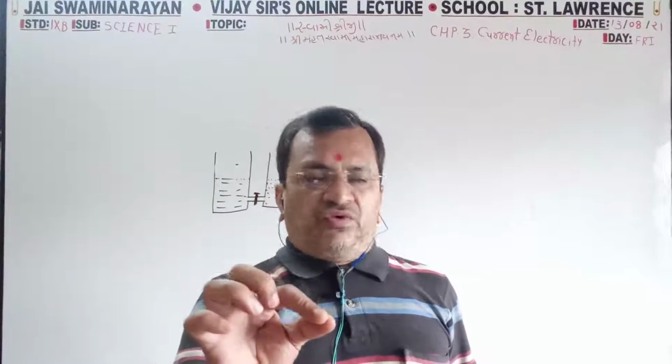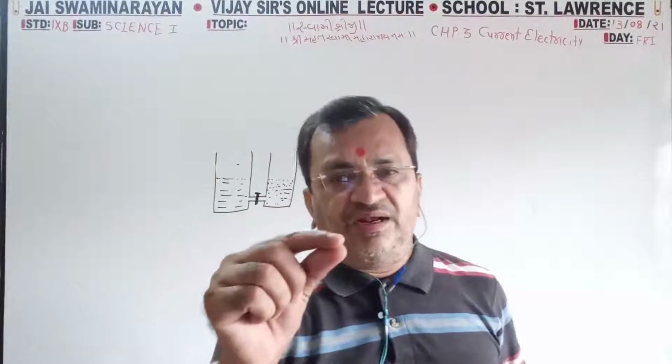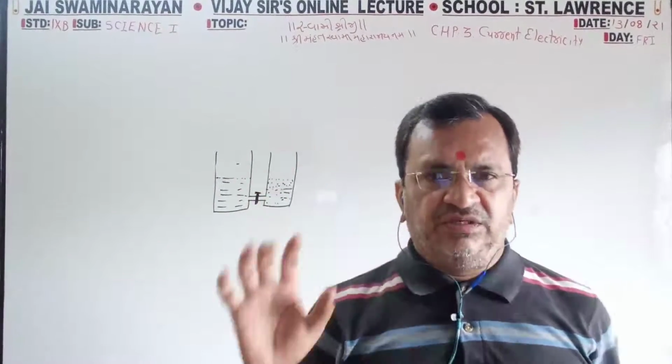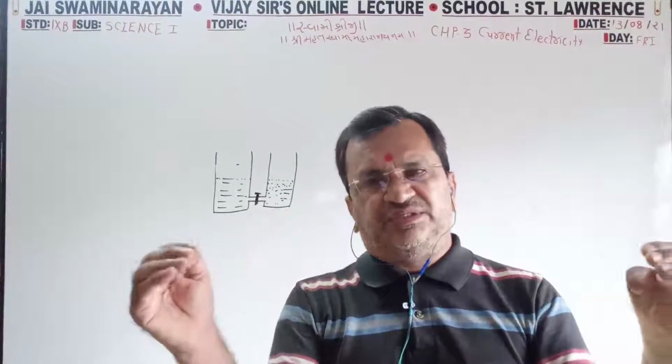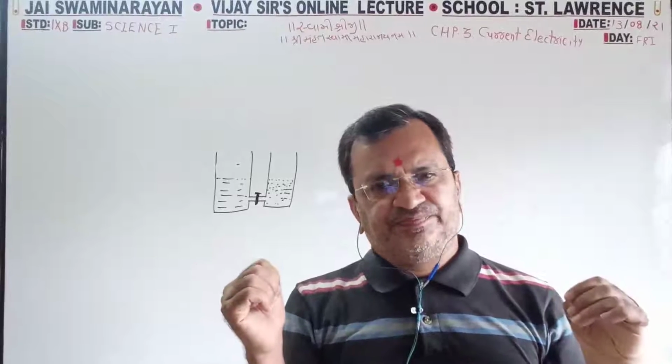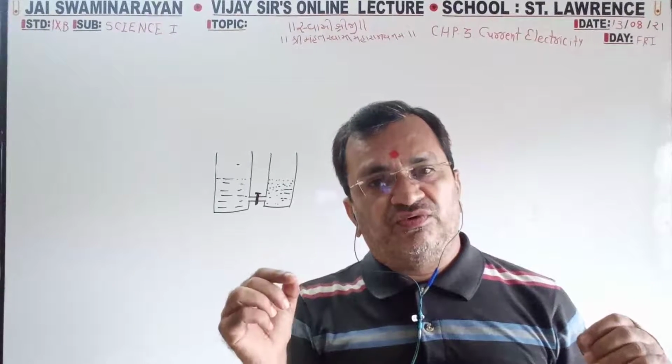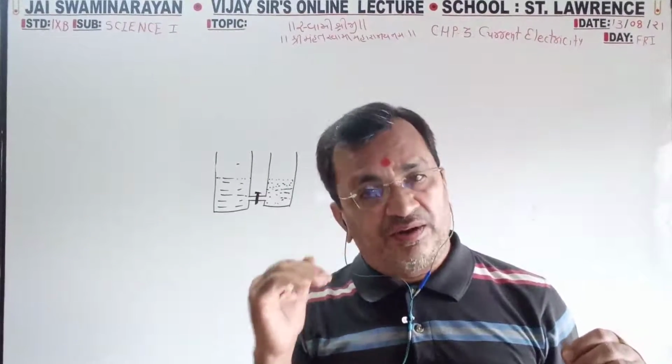So for the flow, a difference of level is a must. From equal level, there is no flow from this side to this side. And always flow is from higher level to lower level.